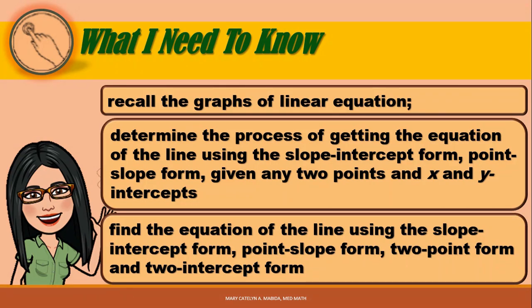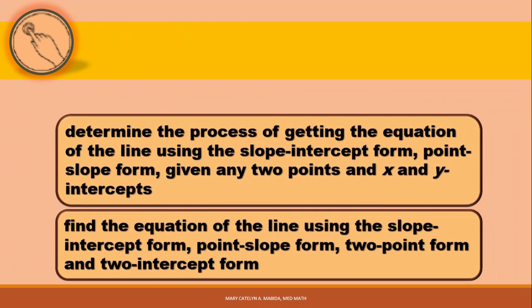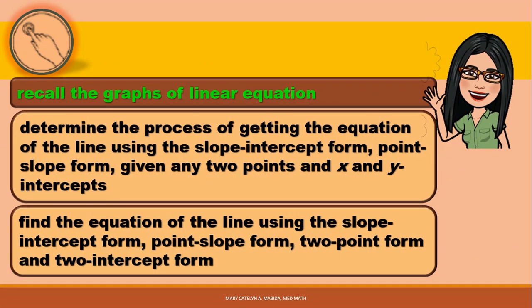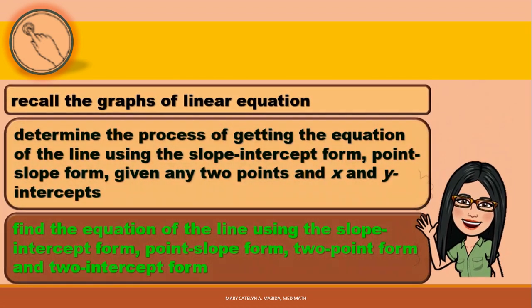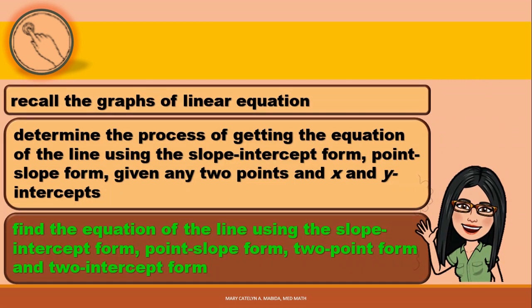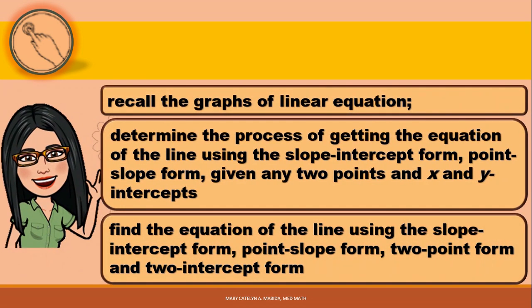At the end of this lesson, you are expected to recall the graphs of linear equation, determine the process of getting the equation of the line using the slope-intercept form, point-slope form, given any 2 points, and x and y intercepts. And find the equation of the line using the slope-intercept form, point-slope form, 2-point form, and two-intercept form. Now that we know the objectives of this video, let's begin.